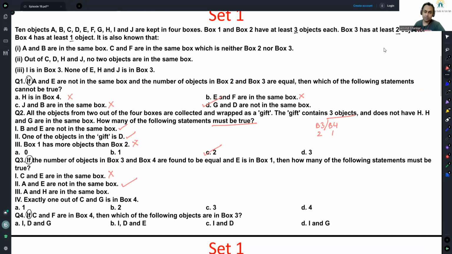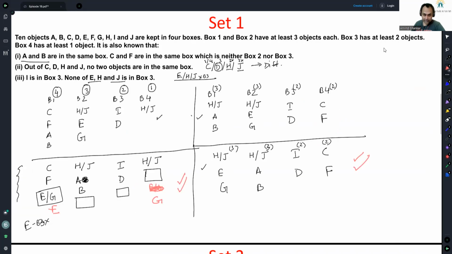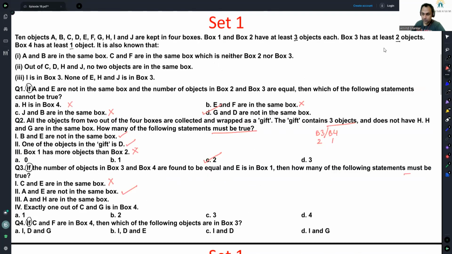A and H are in the same box. A and H can be in the same box, but that does not translate into A and H have to be in the same box. So when it says which of the following statements must be true, 3 is not necessarily true.